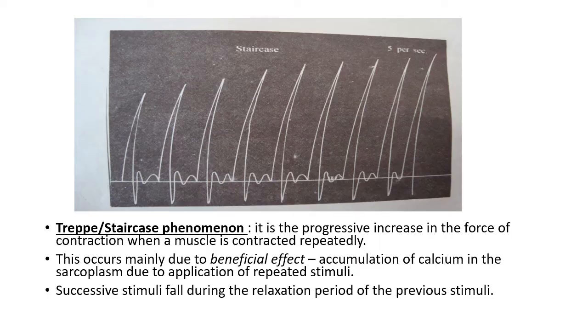Treppe is also seen in the cardiac muscles. However, the cardiac muscle cannot be tetanized because of a long refractory period, which you will see later.